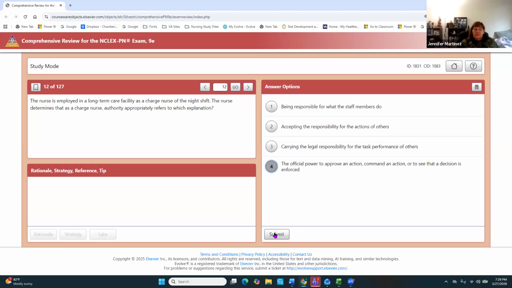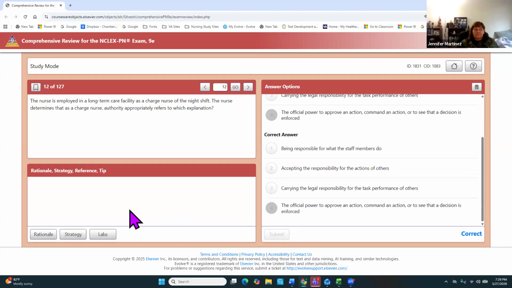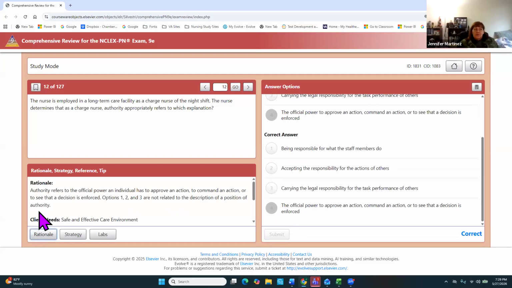So let's see. Awesome. Authority refers to the official power an individual has to approve an action or command action or to see that a decision is enforced. And if you are alone on that overnight shift, you need to be able to have that authority.